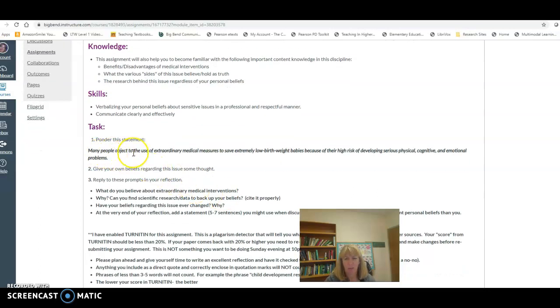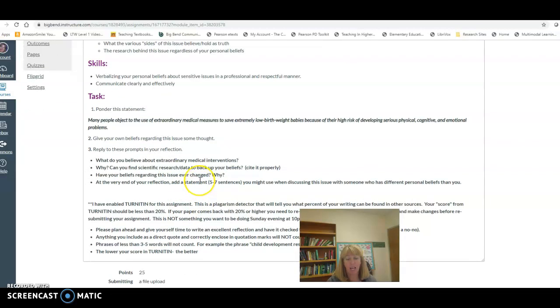So here it is right here. Many people object to the use of extraordinary medical measures to save extremely low birth weight babies because of their high risk of developing serious physical, cognitive, and emotional problems. So there are some who would say that you should not go to all of this extreme measure to save these tiny babies that aren't going to live without it. What do you believe about that? Why do you believe that? Can you find research or data to back up your beliefs? If so, please cite it properly. Have your beliefs regarding this issue changed? Did you used to believe something else?